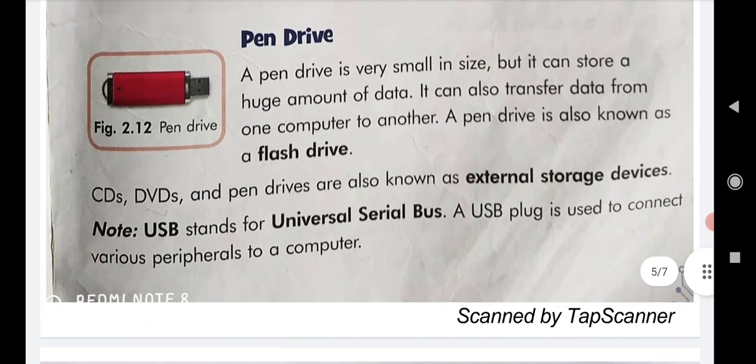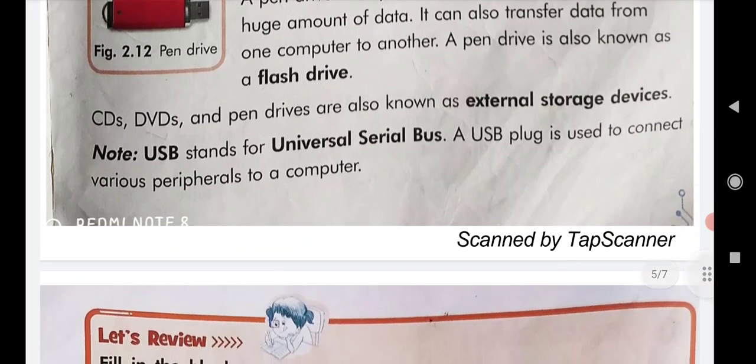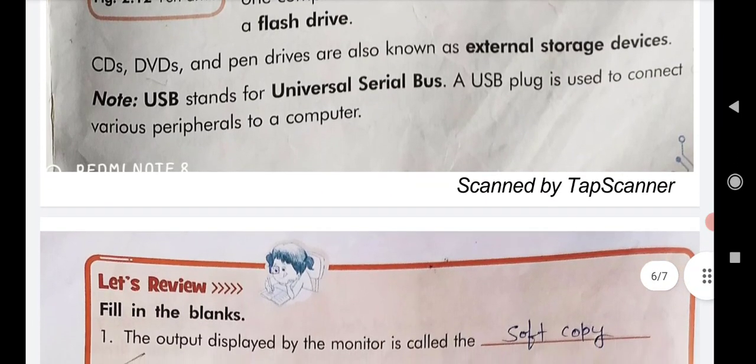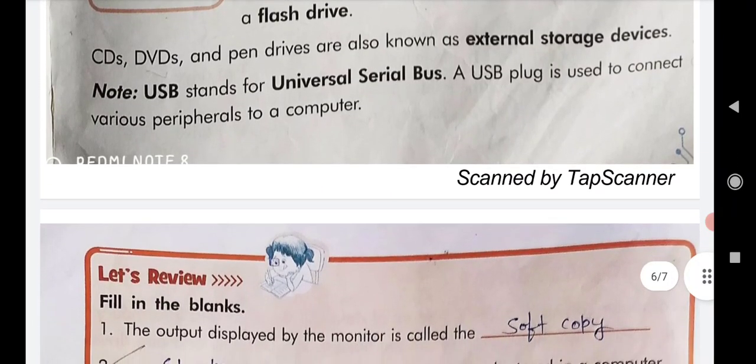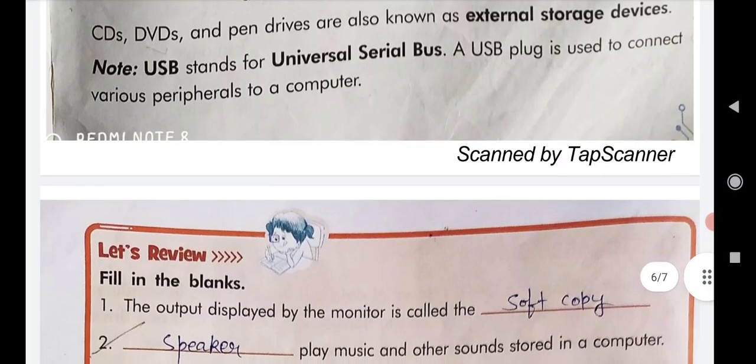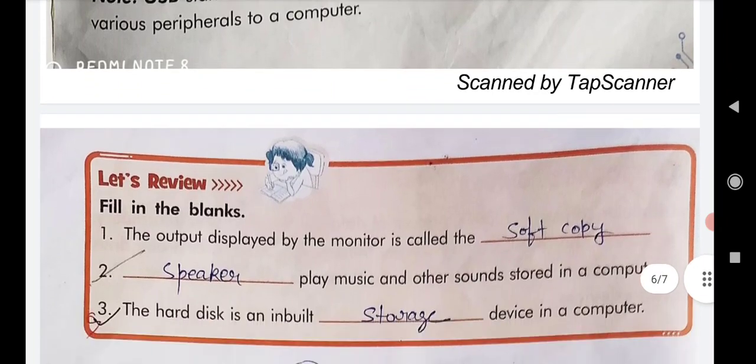Pen drive is also known as a flash drive. CD, DVD and pen drives are also known as external storage devices.